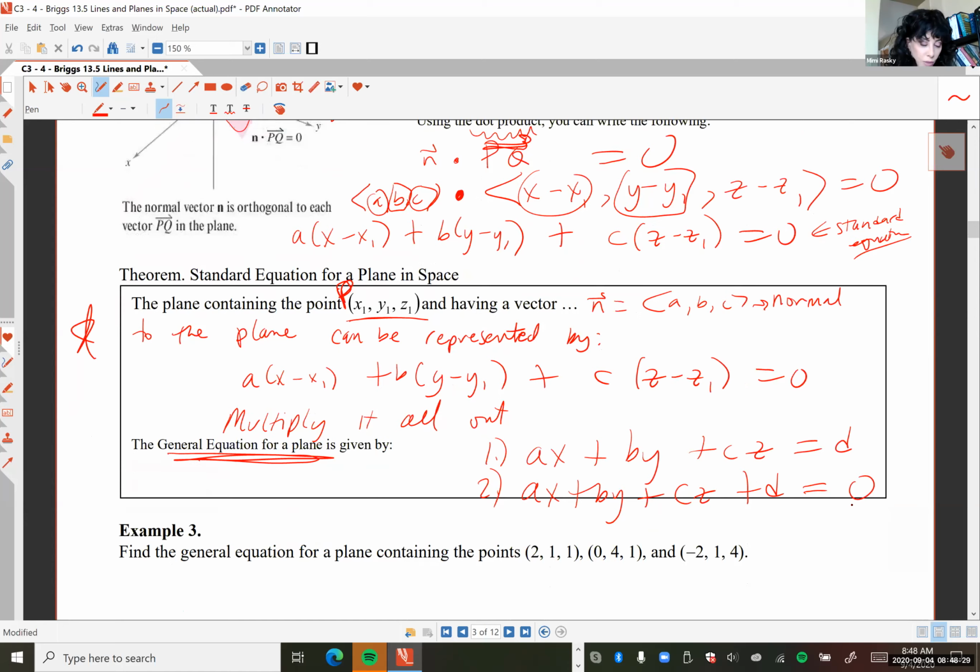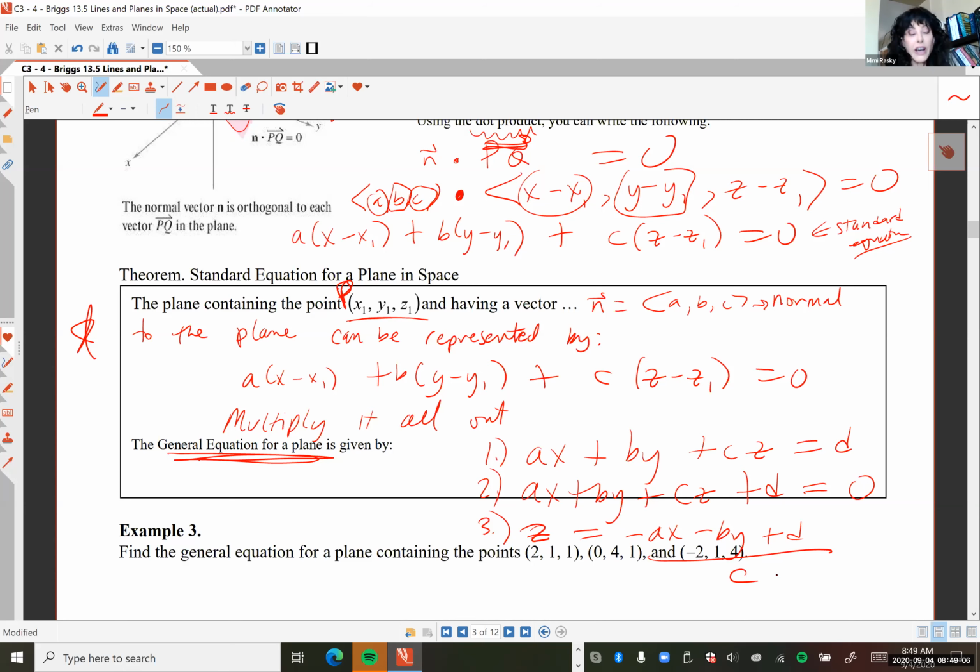Okay? One more way that MyMathLab may ask, just so you know: after you multiply it all out, a lot of times MyMathLab wants you to solve it for Z. So just isolate Z on one side, and get all the rest on the other. Yeah, I'm not making this up. When you get everything over on the other side, you'd have Z equals some number times X. You'll have minus AX minus BY plus D, all over C.